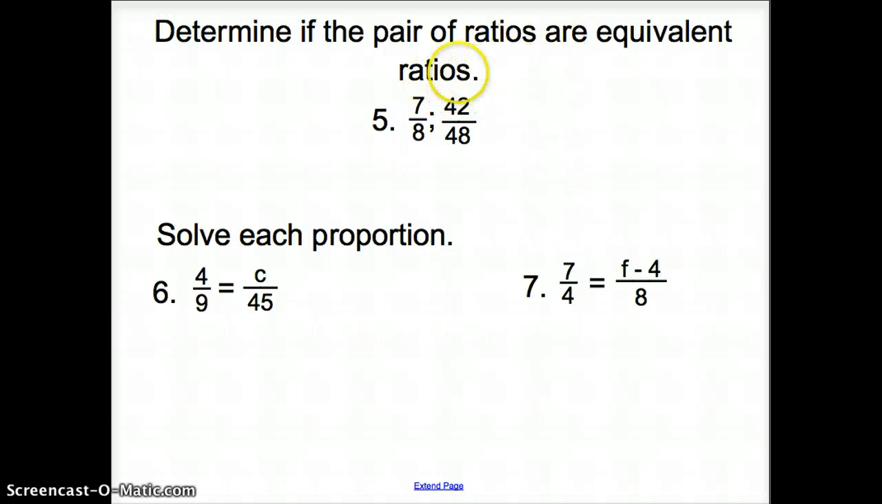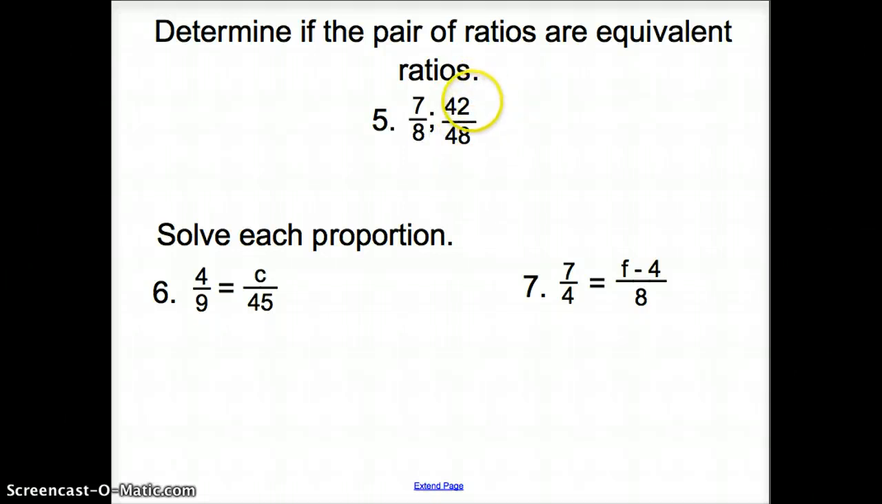Looking at number 5, are these ratios equivalent? Well, there's a couple different ways you can do this. You can cross multiply and see if they come up with the same numbers on both sides, or you can simplify. So I'm going to go ahead and simplify right now. 7/8 already looks like it's simplified, so look over here at 42 over 48. What can you take out of both the top and the bottom?